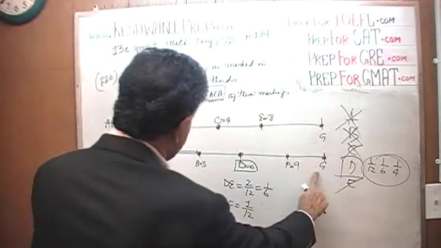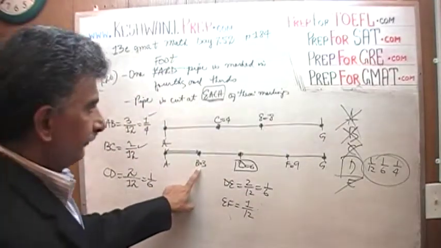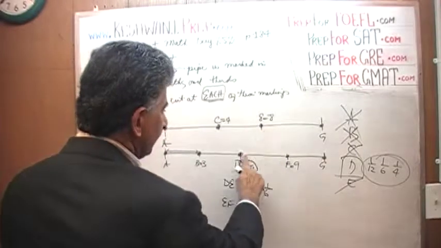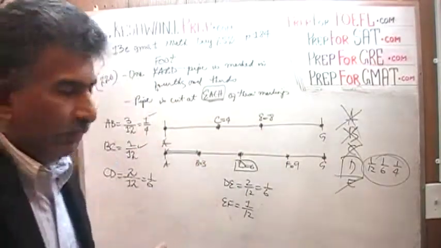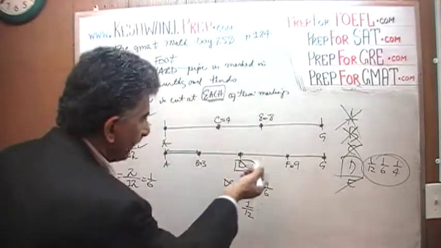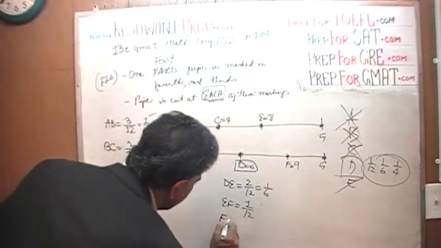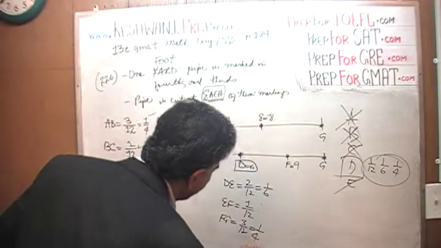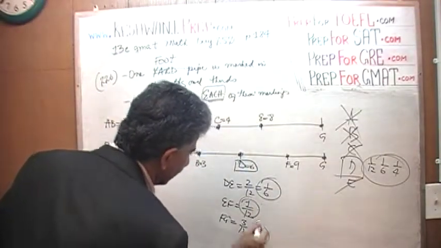This part, F to G, is symmetric to A to B. F to E is symmetric to B to C. And E to D is symmetric to C to D. That's all it is. It's the same exact thing. So finally we have F to G, which is going to be 3 over 12, which is 1/4. So there you have it: 1/6, 1/12, and 1/4.